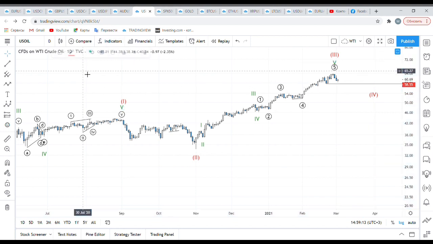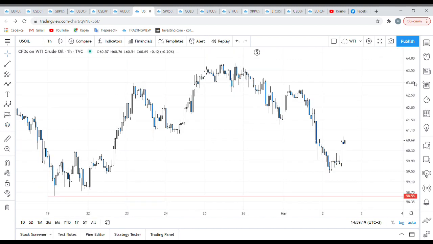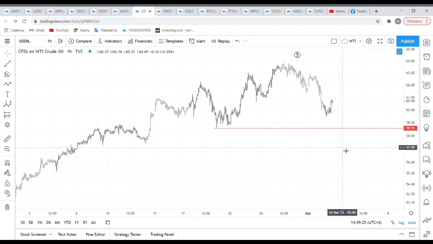But if we move to the hourly chart, let me show you. We can see that here we have only 3 waves in the downward direction now, and if we get 5 waves, then it will be possible to search for points to enter the sales.